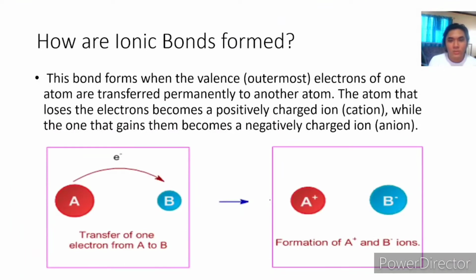How are ionic bonds formed? This bond forms when the valence or outermost electrons of one atom are transferred permanently to another atom. The atom that loses the electrons becomes a positively charged ion, or a cation, while the one that gains them becomes a negatively charged ion, or an anion.